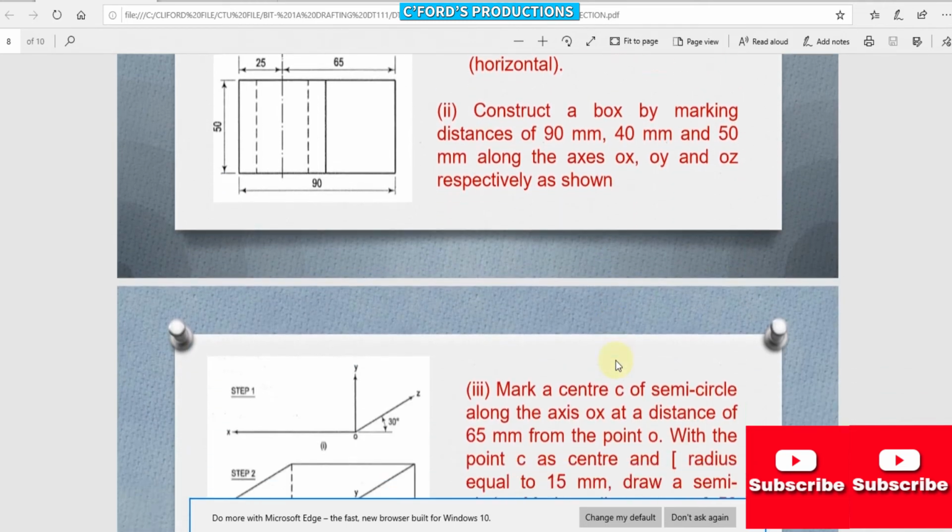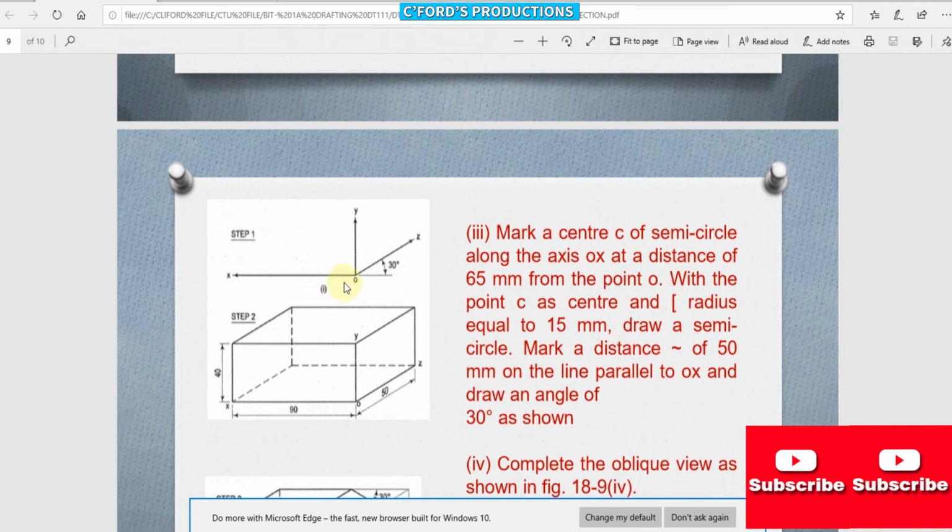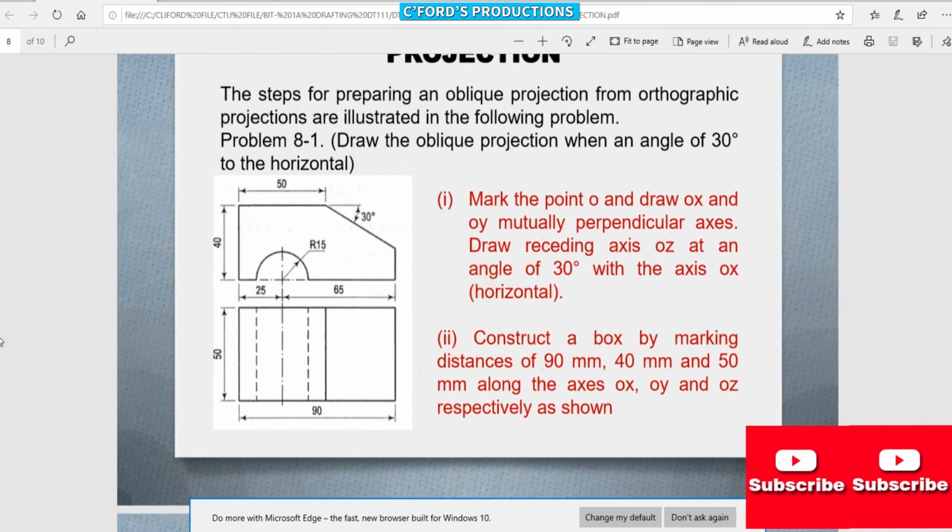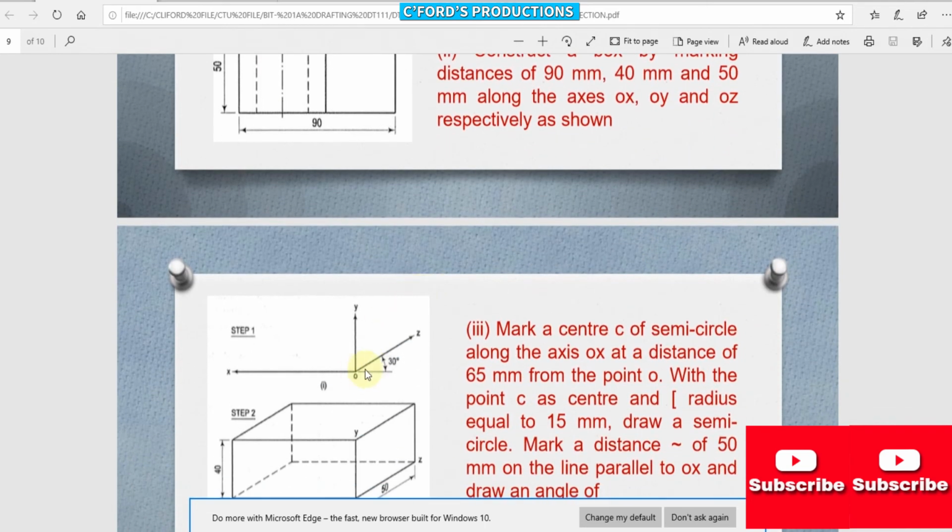So here is step number 1. We'll put a label. So mark the point O. Okay, so here is the point O and X is on the right side, and then Z with the angle of OZ at 30 degrees, and then OY is perpendicular to the plane.